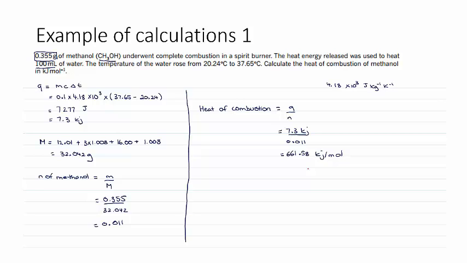Now, if the question is asking us to work out the enthalpy of combustion, the enthalpy of combustion is the change in heat per mole of fuel. And in this case, because heat is released, that's going to have to be a negative value. And so that answer would be minus 661.58 kilojoules per mole.